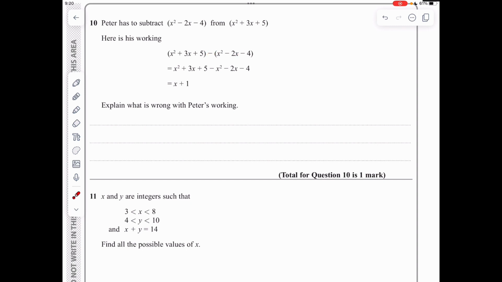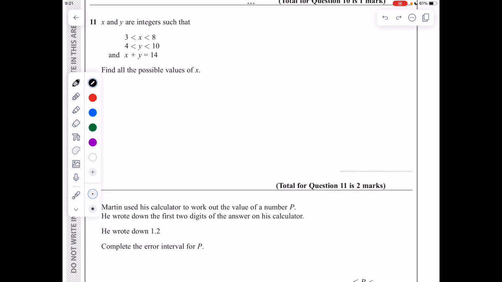So we need to state that the second line should have been x squared plus 3x plus 5 minus x squared plus 2x plus 4, which simplifies to 5x plus 9. In question 11, we've got x and y being integers satisfying these conditions here. We need to find all possible values of x.